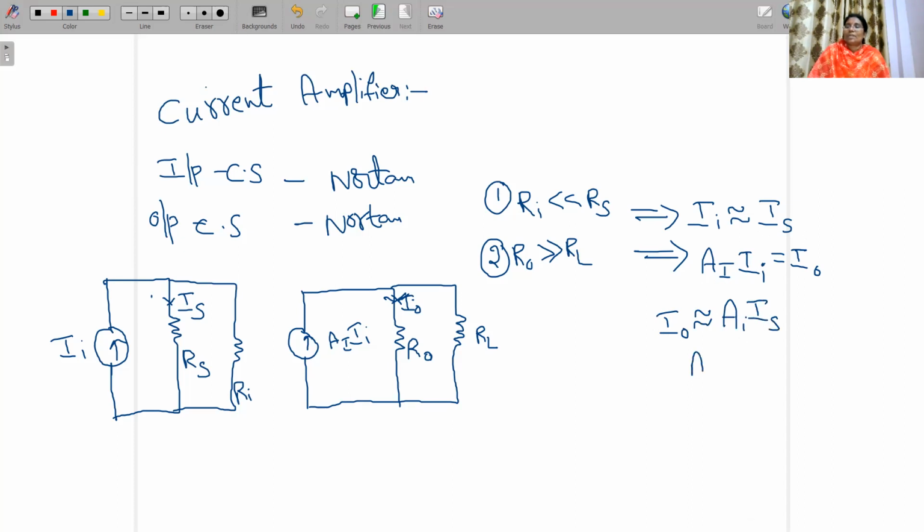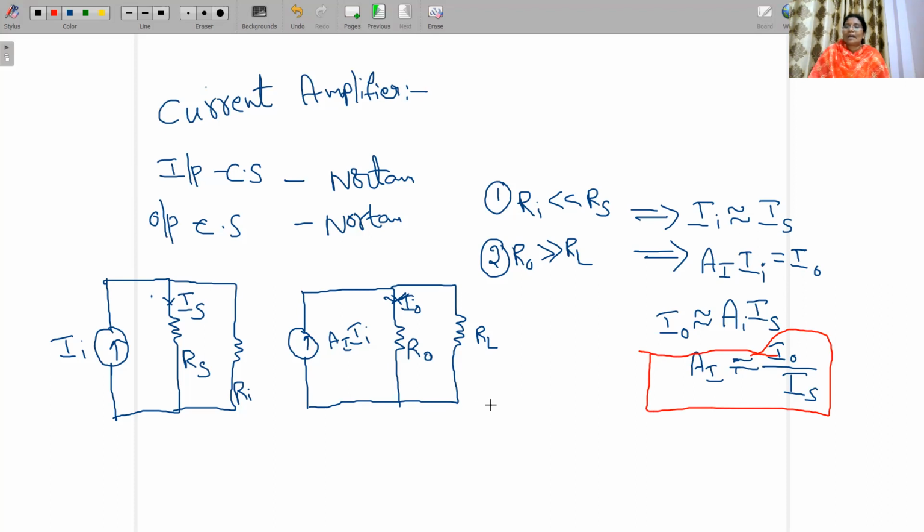So now tell me, what is AI? The current gain of the amplifier is approximately equal to I naught by Is. This is the current gain of the amplifier. The current gain of the amplifier represents output current by input current, that is I naught by Is. Here we have to represent the value.